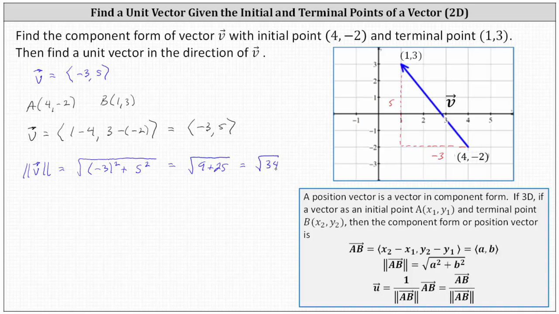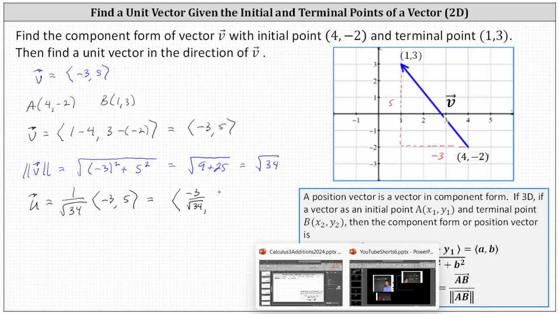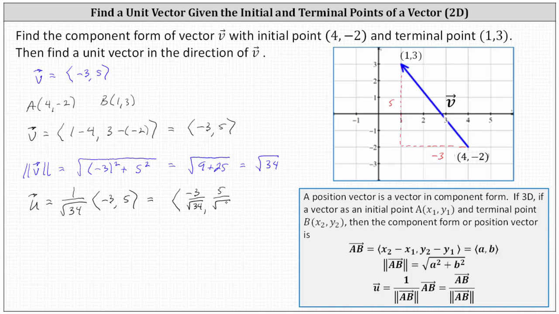If we let the unit vector in the direction of vector v be vector u, we have the unit vector in the direction of vector v is equal to 1 divided by the square root of 34 times vector v, where again the x component is -3 and the y component is +5. Performing the scalar multiplication, we have the unit vector in the direction of vector v has an x component of -3 divided by the square root of 34 and a y component of 5 divided by the square root of 34.